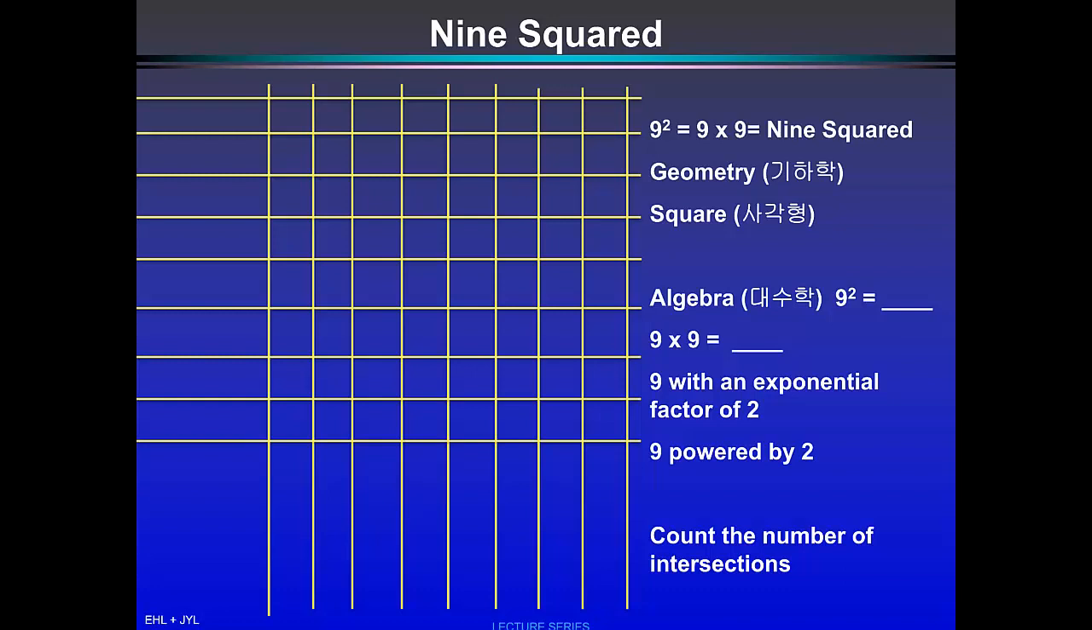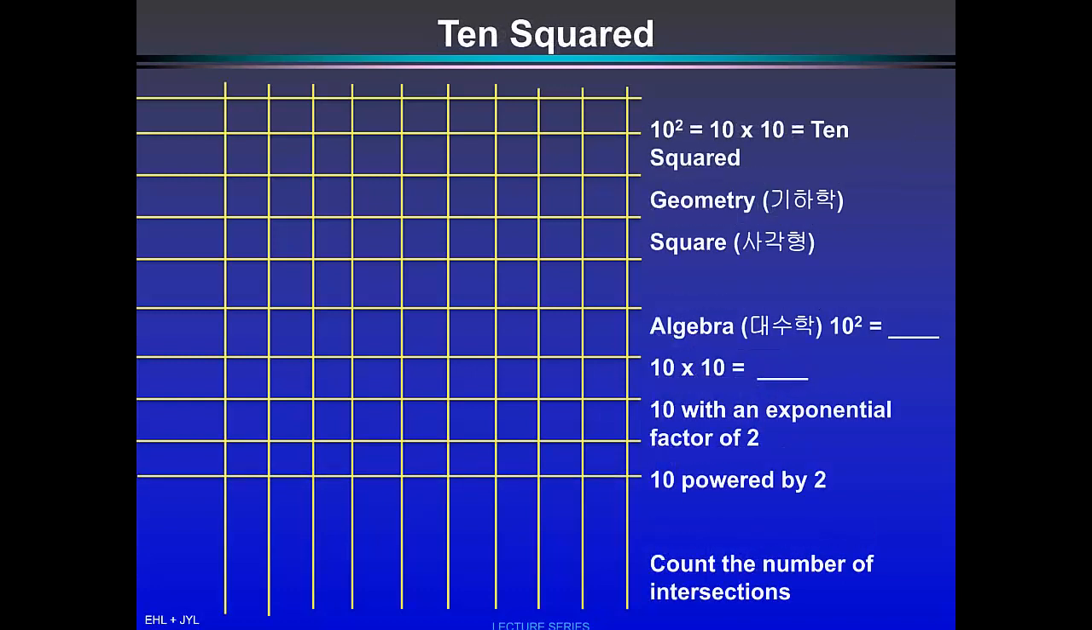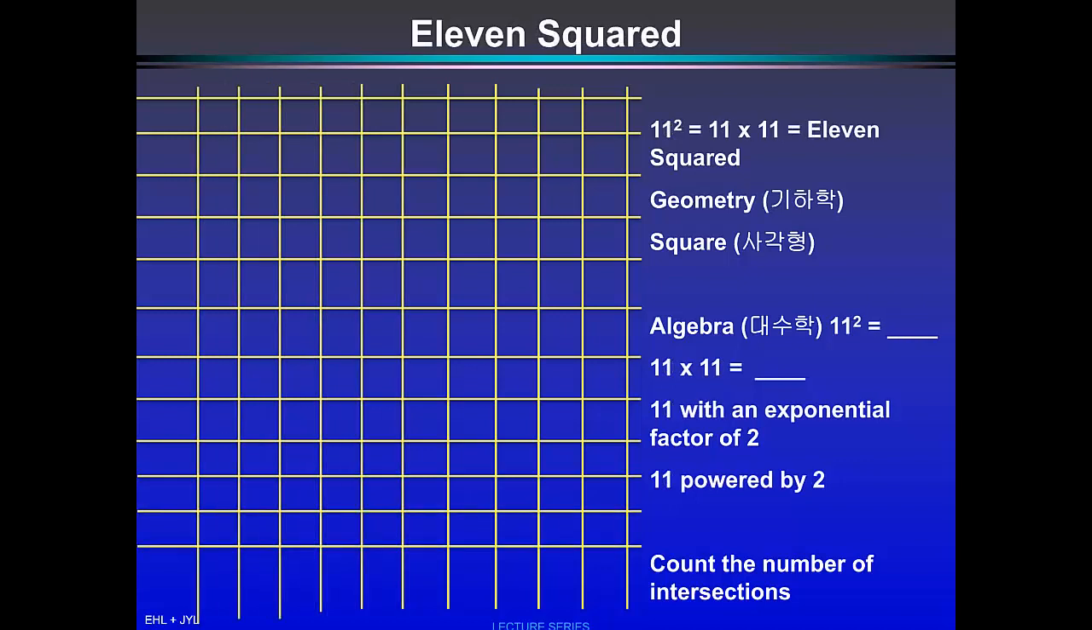And you can freeze the YouTube presentation if you don't believe me that 9 times 9 equals 81. And 10 squared is obviously 100, with an exponential factor of 2, or 10 power by 2, which again gives you a figure of a square. And 11 times 11 is 121, which is another example of a square, 11 squared.